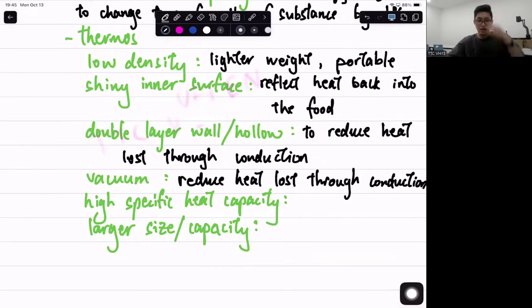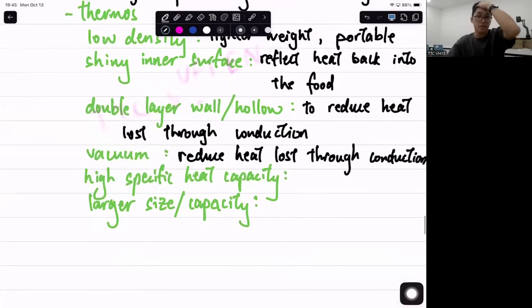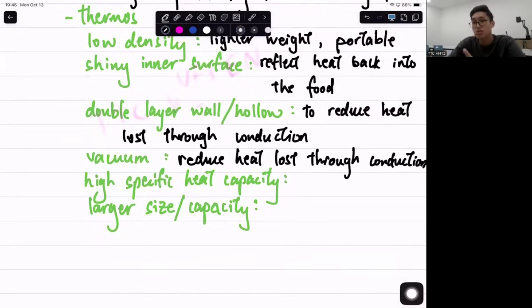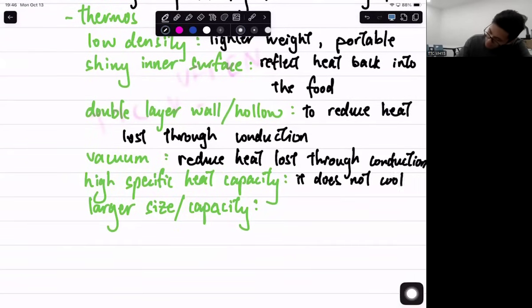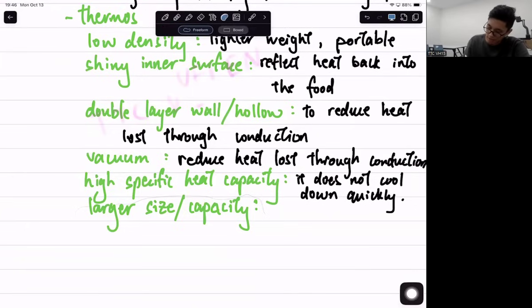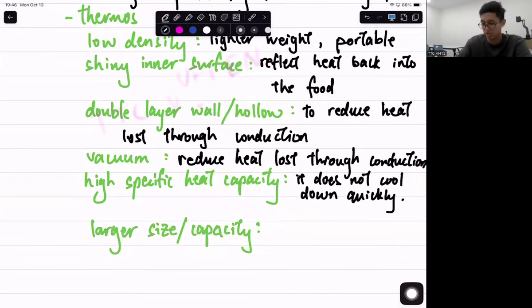If they ask you to suggest based on the specific heat capacity, you can suggest to use a high specific heat capacity. Why? So that it does not cool down quickly. And lastly, if they ask you to give some suggestions in terms of the size or the capacity, you can suggest them to use a larger size thermos or a larger capacity thermos, because then you can store more food.